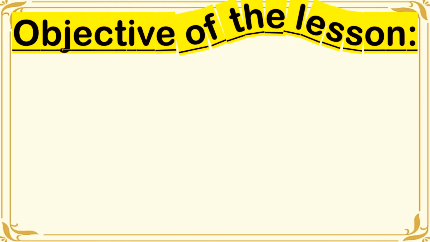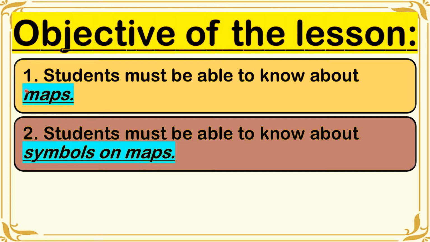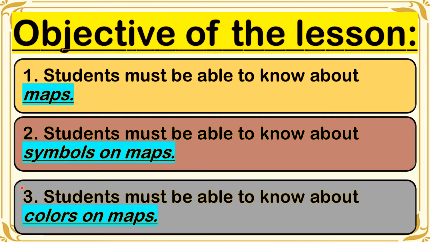So class, here are the objectives of our lesson for today. Students must be able to know about maps. Students must be able to know about symbols on maps. And students must be able to know about colors on maps. So at the end of our online learning discussion, I expect that you already know what a map is and the use of symbols and colors on maps.